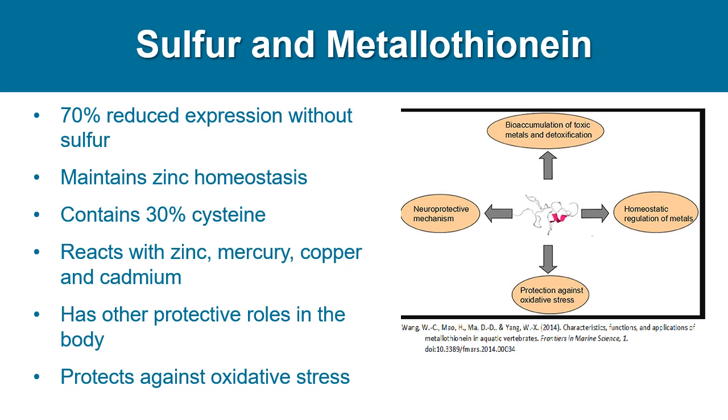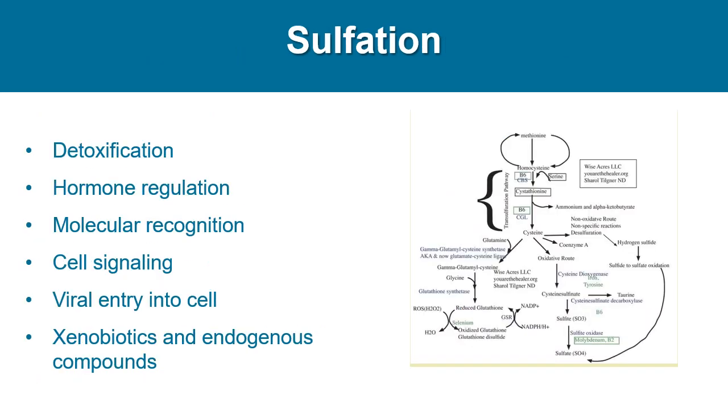Now, another interesting thing is there's actually evidence that metallothioneine gene expression is regulated by oxidative stress, and they're also involved in antioxidation. One of the mechanisms is metallothioneine's ability to remove hydroxyl and superoxide radicals. So take home point: without sulfur, you're going to have trouble making metallothioneine. So again, as you can see here, sulfation is really important, and it's involved in detoxification and hormone regulation, molecular recognition, cell signaling, viral entry into the cell, and xenobiotic and endogenous compound detoxification.